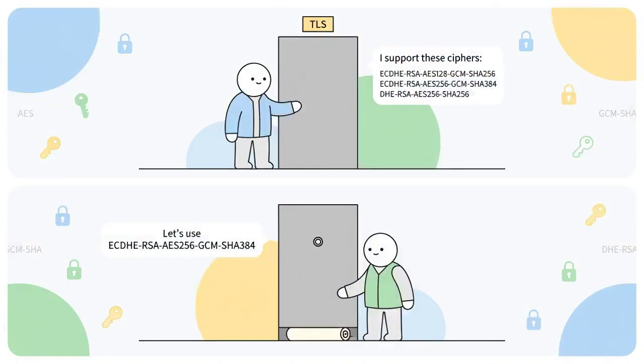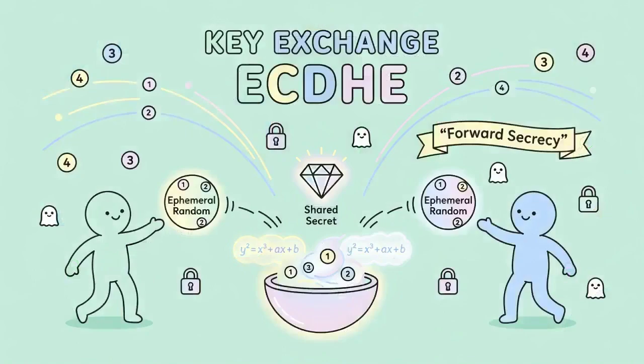Picture the client knocking on a locked door while the server peeks through. The client offers a list of ciphers it understands. The server picks one, slides its certificate under the door, and only then does the handshake complete. That picked name, like ECDHE-RSA-AES-256-GCM-SHA-384, is the cipher suite, and every dash separates a different cryptographic job.